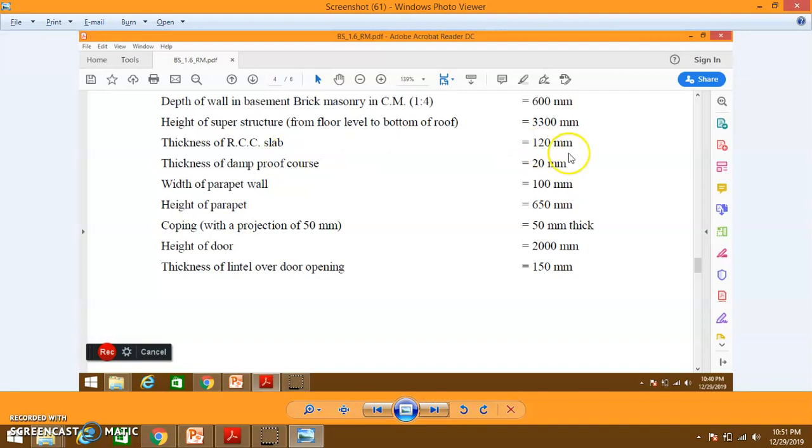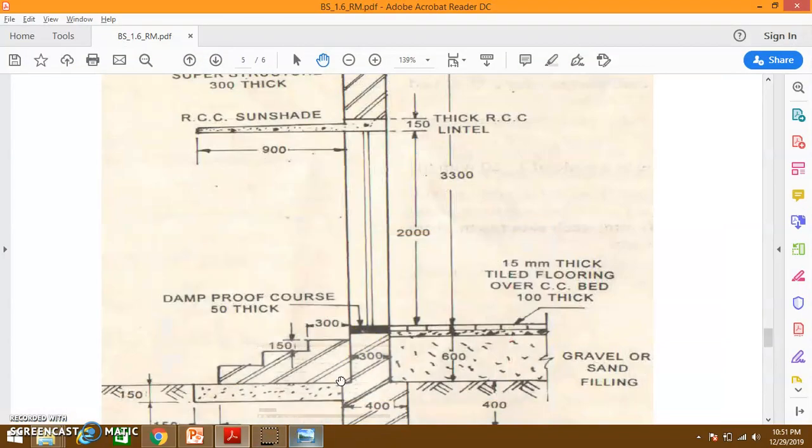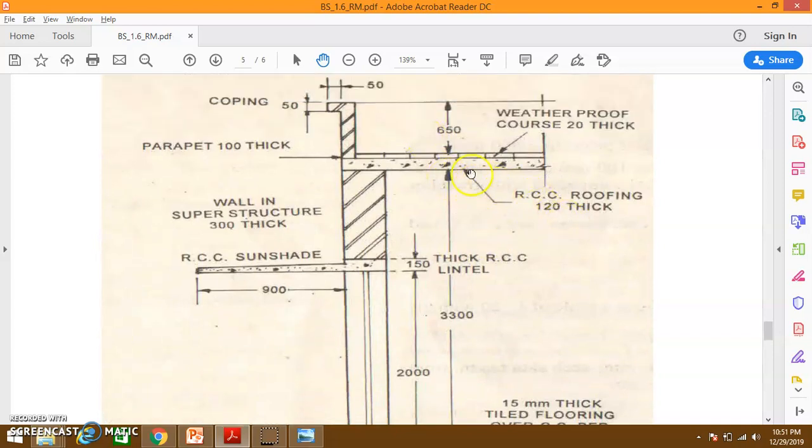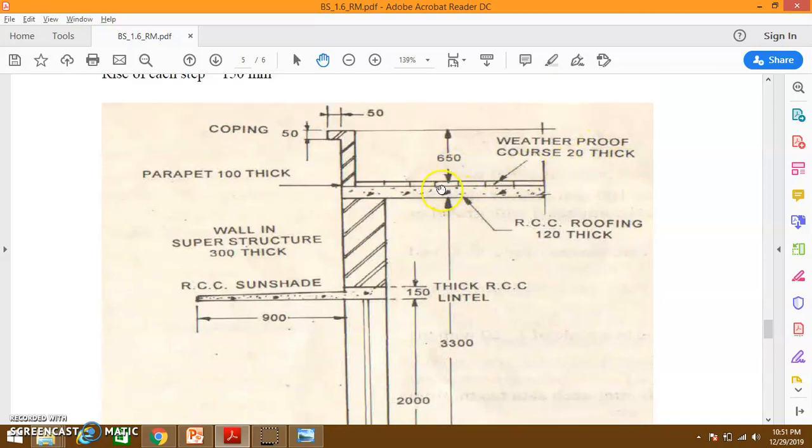Next, thickness of RCC slab is 120 mm. Next, weatherproof course, 20 mm thick, on the roof. Next, the parapet wall and the coping. Then the sunshade of the roof projection is 900 mm, and the sunshade is 150 thick. Then the lintel.